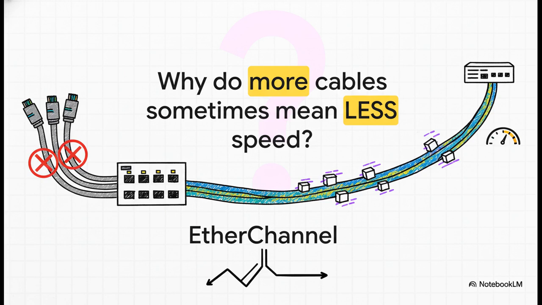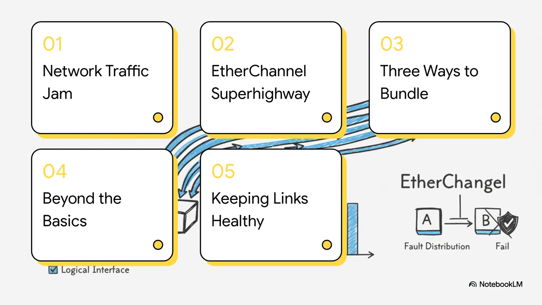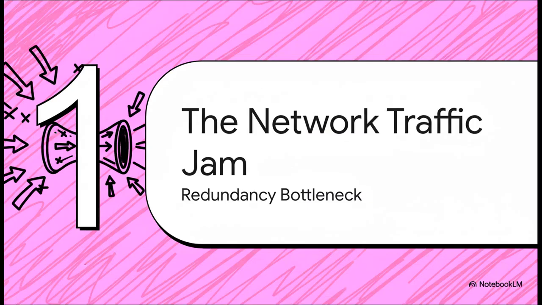So what gives? Okay, so here's how we're going to break this down. First, we'll figure out what's causing that traffic jam in the first place. Then, it's time to build our EtherChannel superhighway, and we'll look at the 3 different ways you can do it. After that, we'll peek at some of the more advanced stuff and finish up with how to keep everything running nice and smooth. All right, let's dig into that first big question. Why doesn't plugging in more cables just work?